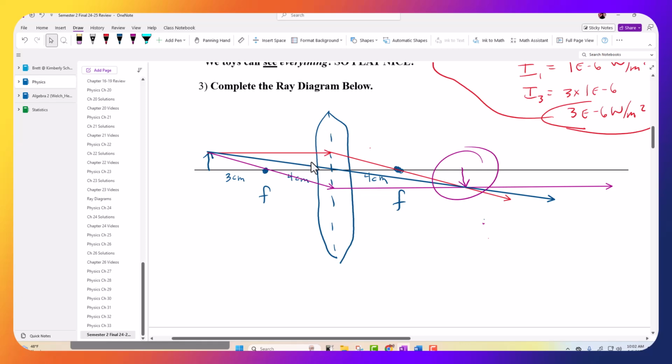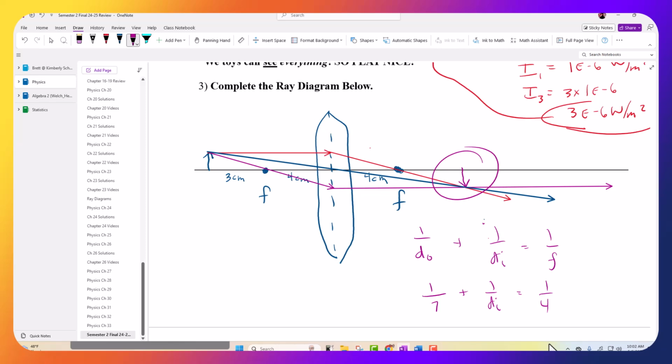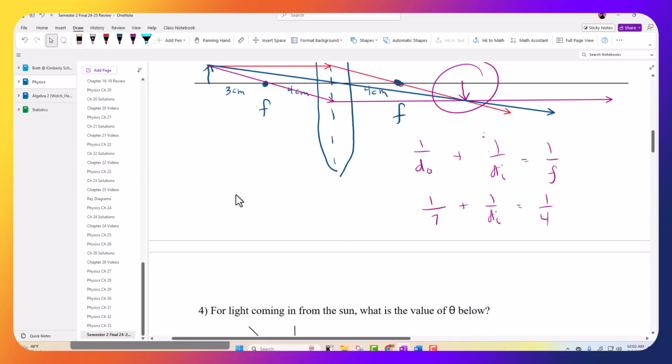Again, if I looked at it from the mathematical perspective, 1 over DO plus 1 over DI equals 1 over F. The object distance would have been 7, DI equals, and the focal length was 4. If I solved this for DI, I would get an image distance, and then I have to know the rules, right? There's a page in the textbook that has the rules in terms of what's positive, what's negative. This one's going to come out positive, meaning it's beyond the lens. And it would come out with a number that would help me understand about how far out this should be. Any questions?